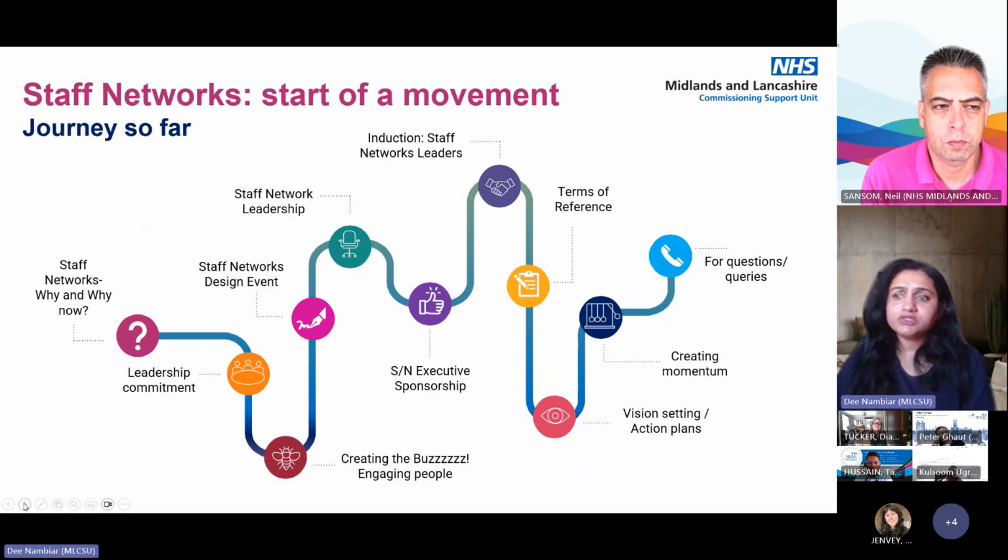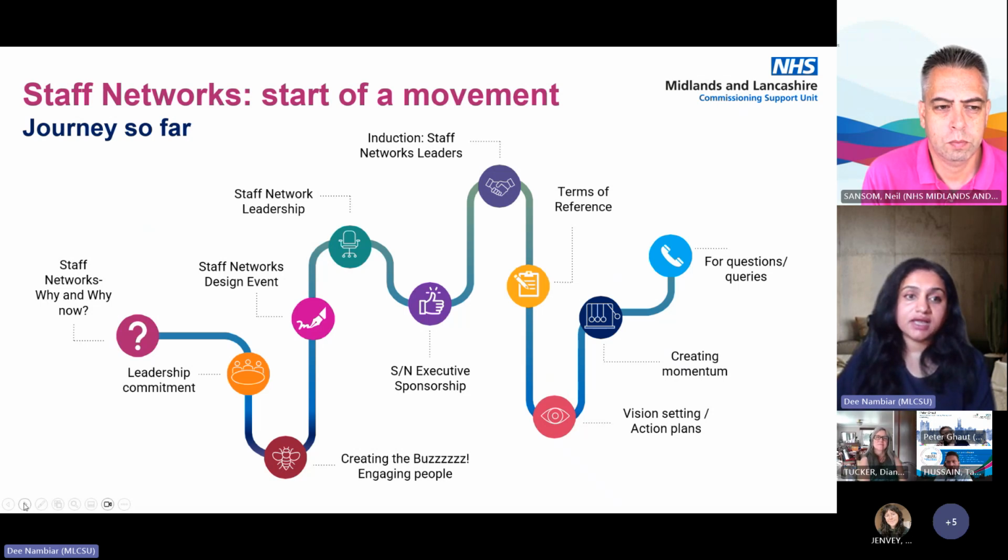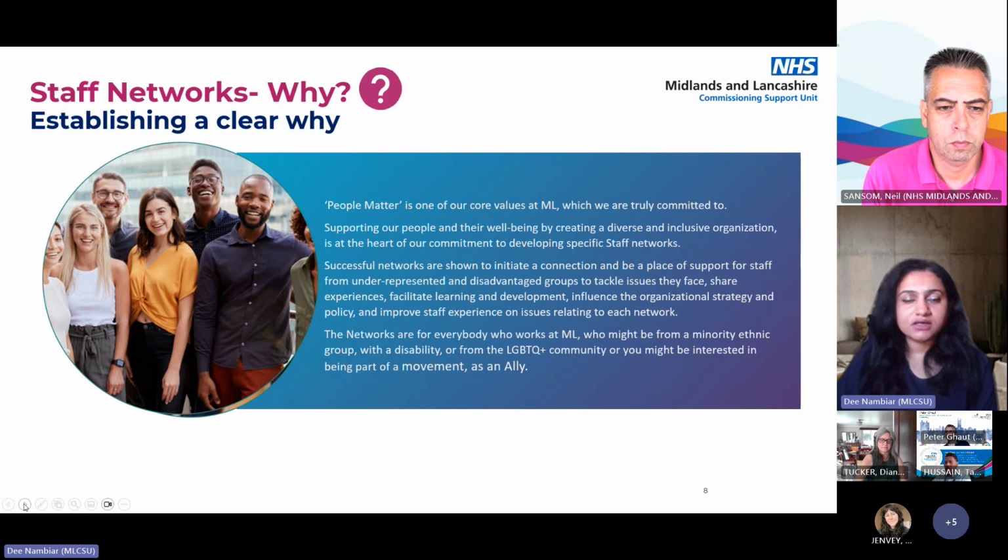To start with, there was a commitment by the organization to create staff networks. And being an organization development practitioner, my initial thought was why? Why do we actually need staff networks? So that's exactly where we started, by asking the question why.